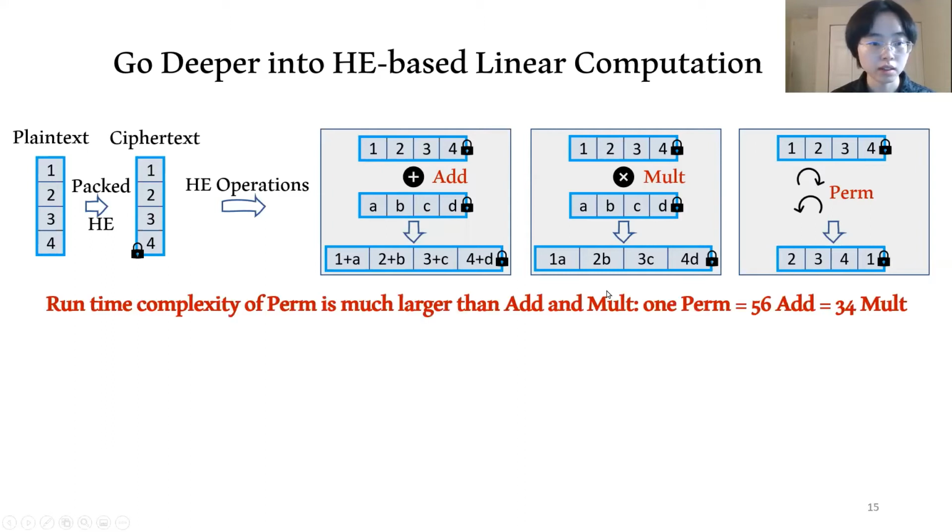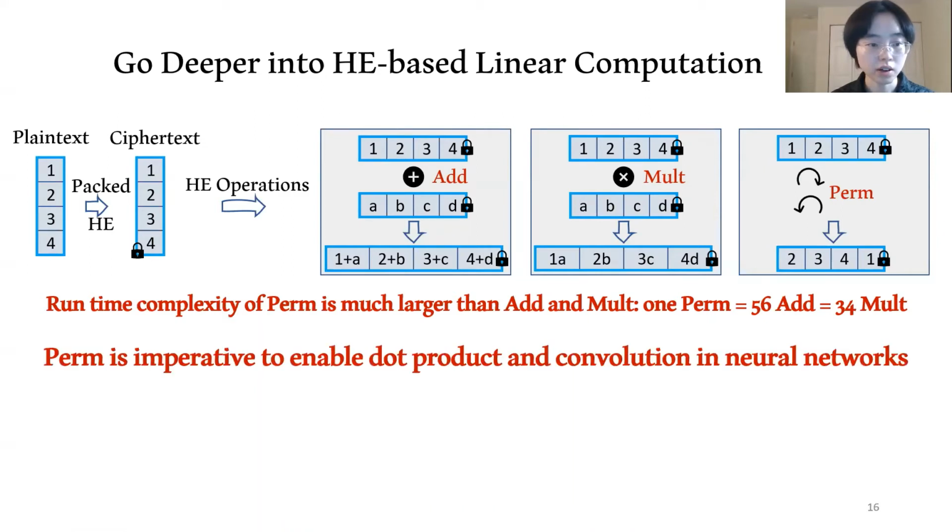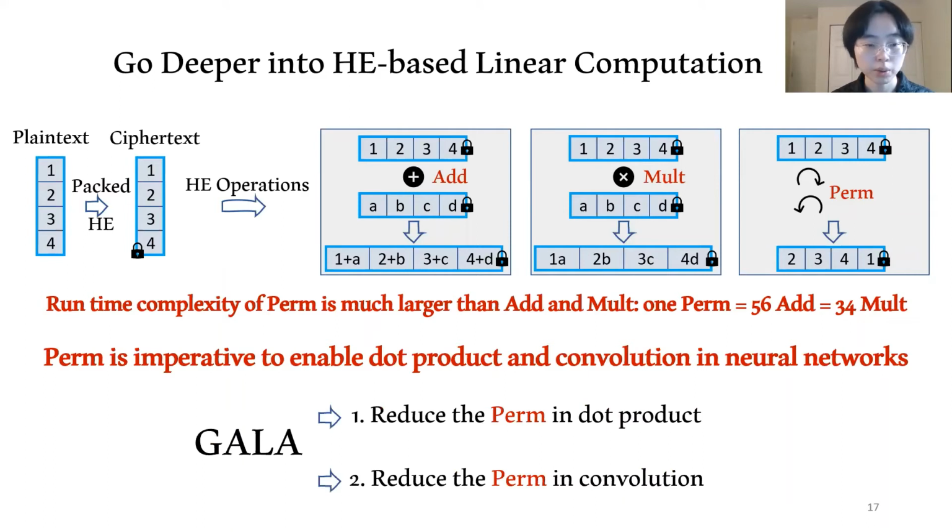Then we found that the runtime complexity of Perm is much larger than addition and multiplication. For example, our experiments show that one permutation is about 56 times slower than addition and 34 times slower than multiplication. However, permutation is imperative to enable the dot product and the convolution in the neural networks. So, in this research, we propose GALA, aiming to reduce the Perm in dot product and reduce the Perm in convolution.